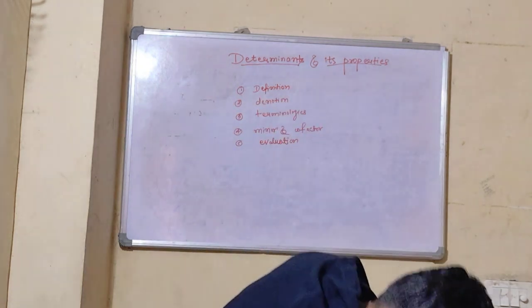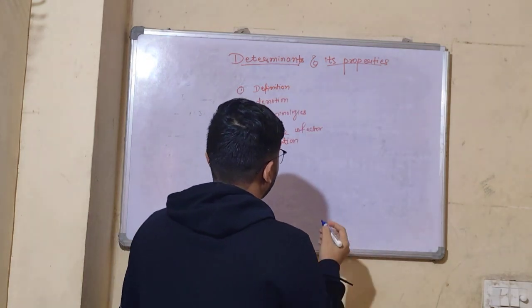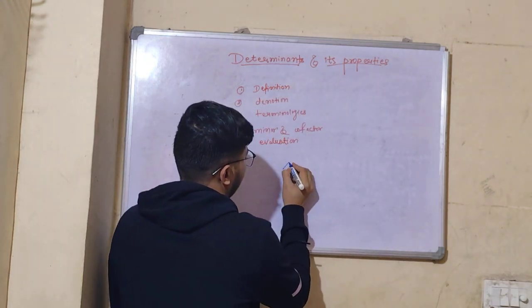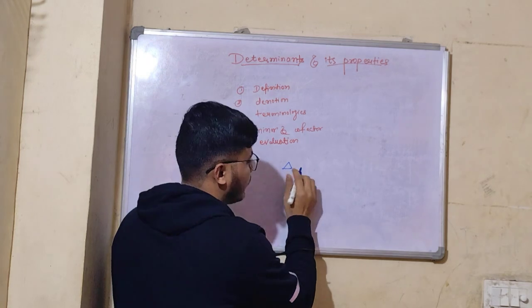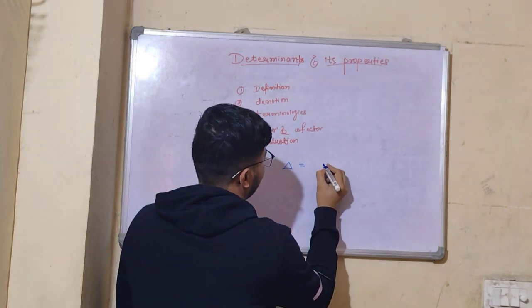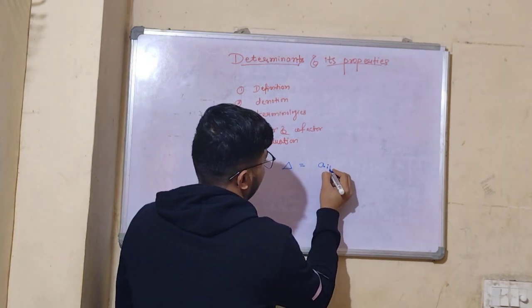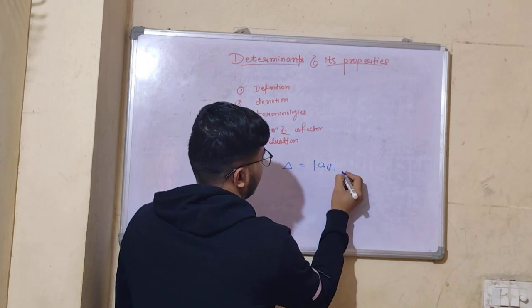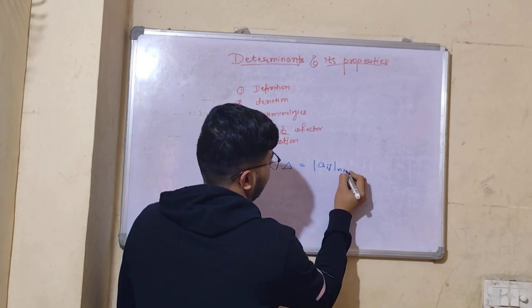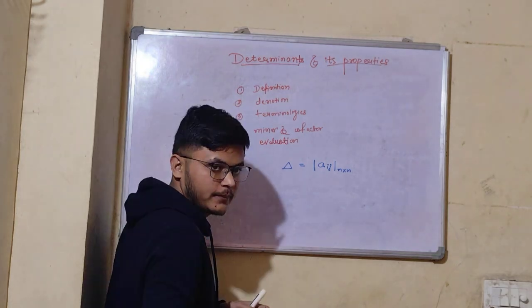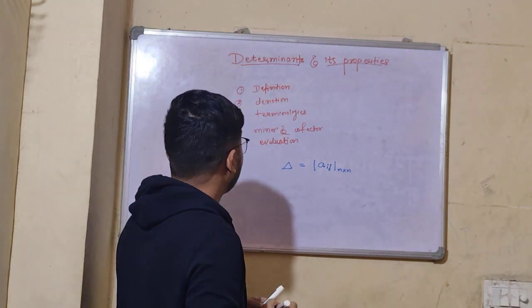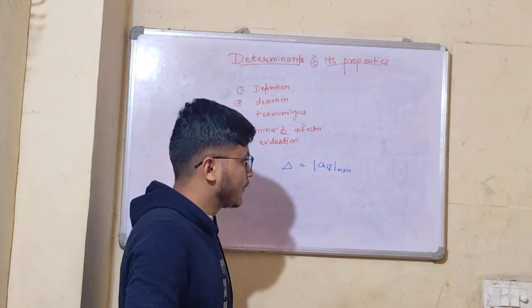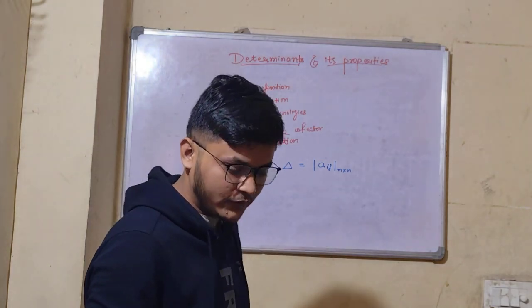So let me conclude how we denote it, as delta, our determinant value. It is equal to the sum of Aij times its cofactor, for a delta of order n by n. Okay. So coming on to the next part, we will go with the properties.